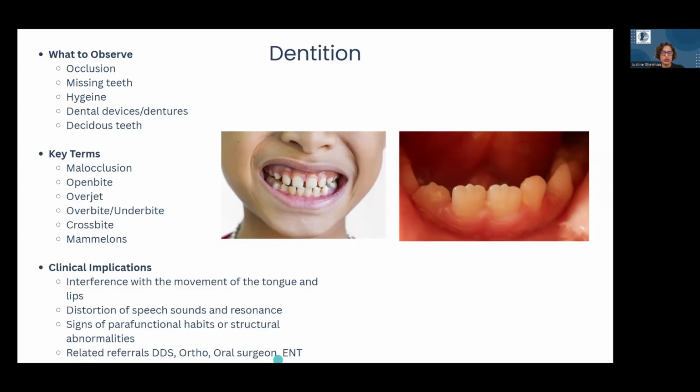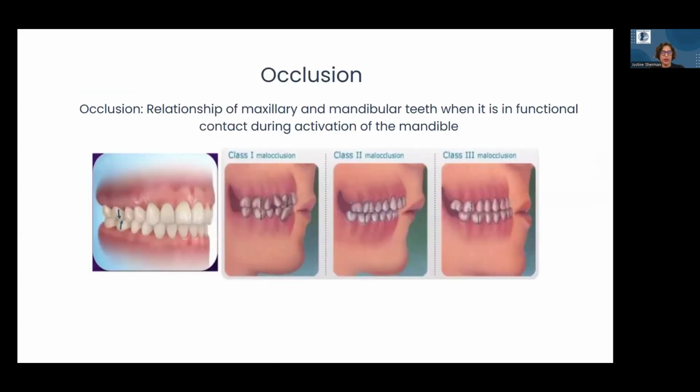So let's jump to occlusion here. This is good for you to know so you can document. Here we have normal occlusion. Here's a clear, simple way to determine if it's a class 1, class 2, or class 3 malocclusion without overcomplicating it. First, we have to identify the reference point. We're going to look at the relationship between the upper and lower first molar. So we have central incisor, lateral incisor, canine, first premolar, second premolar, and here with this line is our first molar.